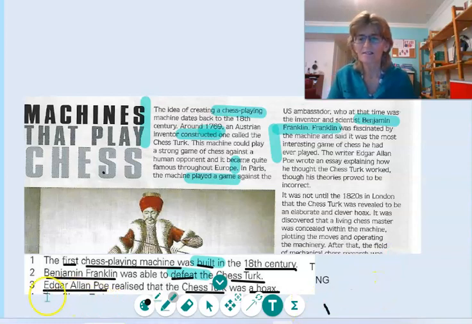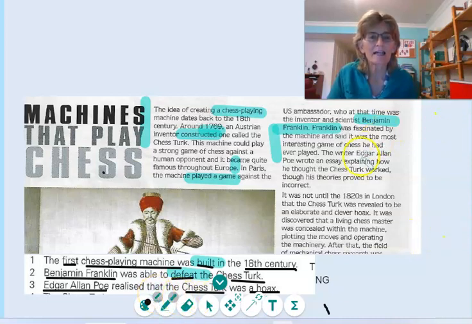Let's go on to the third example. Edgar Allan Poe realized that the chess Turk was a hoax. A hoax. So again, scan the text to find the name Edgar Allan Poe, and I can see it here. So I'm going to read this sentence starting here. The writer Edgar Allan Poe wrote an essay explaining how he thought the chess Turk worked, though his theories proved to be incorrect.